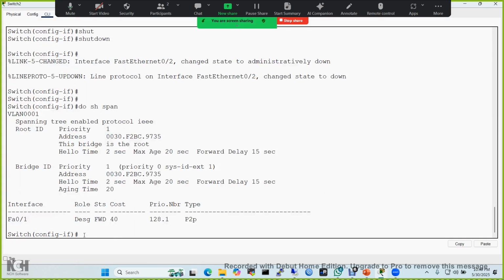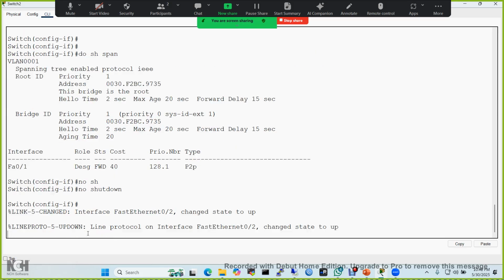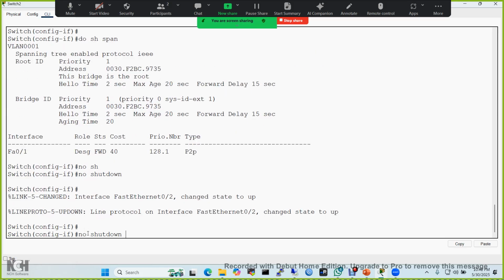Shut down. What is the status? Do show span. Only it is showing one port. Another port is in shutdown, disabled. Now I am making it up by how? No shutdown. What is the command for checking?